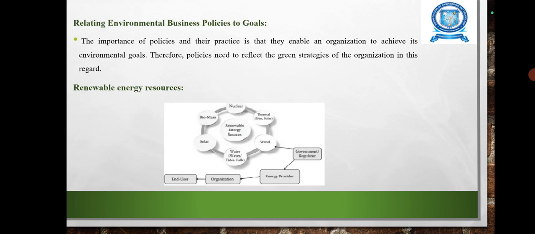The next one is relating environmental business policies to goals. Using this, the importance of policies and their practice is that they enable an organization to achieve its environmental goals. For example, here we have some of the goals, that is energy consumption, energy efficiency, operational cost, organizational reputation, increased revenues. The next one is renewable energy resources.